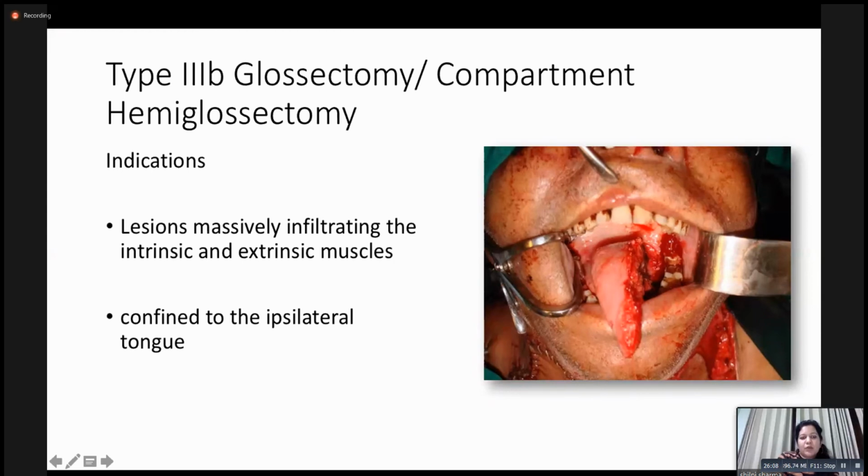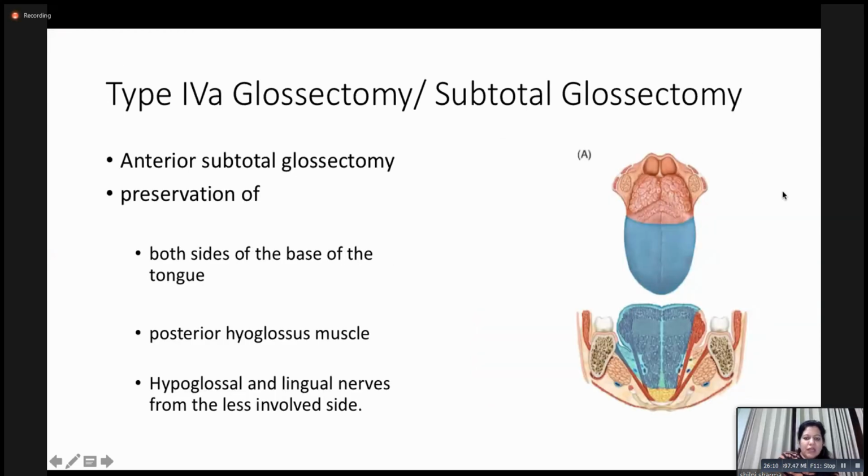Coming to type 4 glossectomy, again divided into two types, type 4A and type 4B. Type 4A is subtotal glossectomy, which is actually anterior subtotal glossectomy, where you preserve the base of the tongue and some portion of the posterior part of the hyoglossus muscle. On the less involved side, most of the time we get the scenario where a tumor starts at one point, crosses the midline and involves the opposite side. So on the less involved side, you can preserve the hypoglossal and lingual nerve.